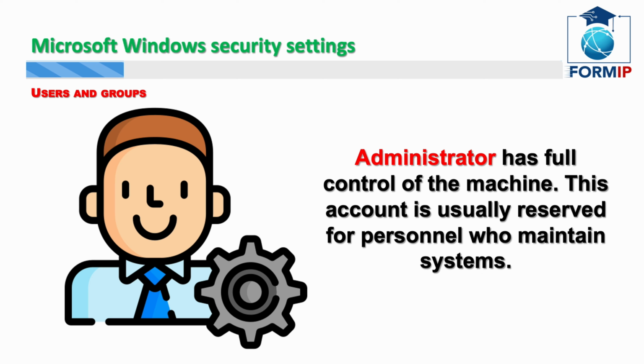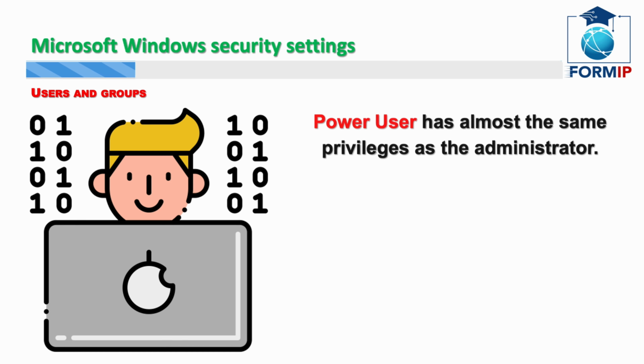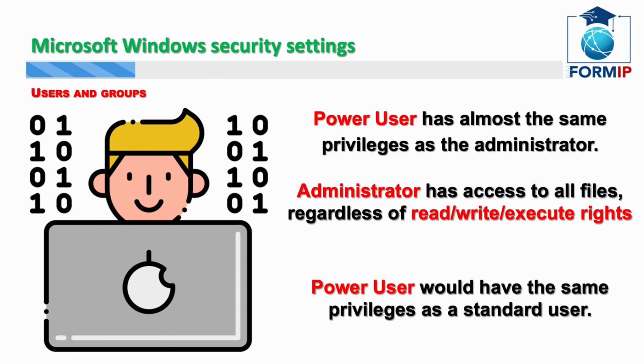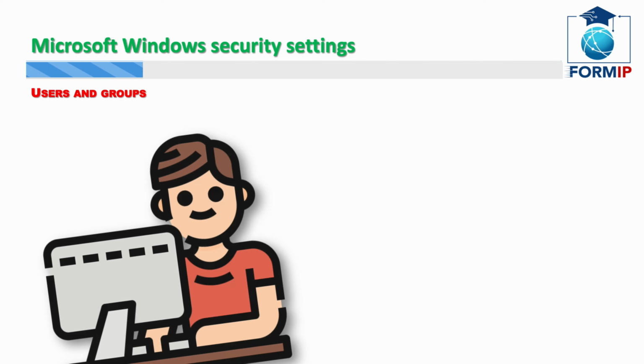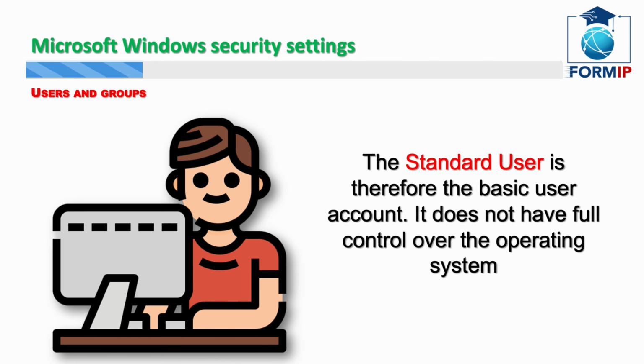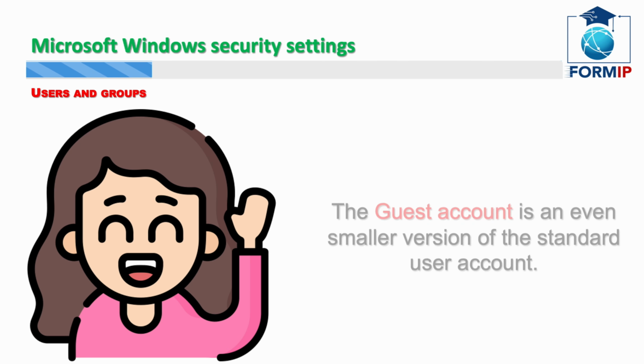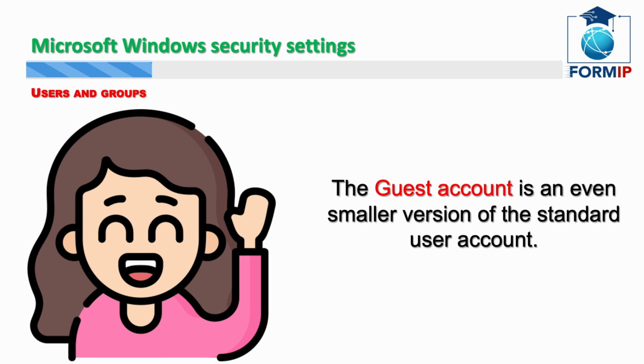Power user has almost the same privileges as the administrator. The differences are, for example, that the administrator has access to all files, regardless of read, write, execute rights, whereas the power user would have the same privileges as a standard user. The standard user is therefore the basic user account. It does not have full control over the operating system, but just the rights necessary to perform its work. And finally, the guest account is an even smaller version of the standard user account. It is used by users who do not have a permanent account on the computer and allows you to use it without having access to personal files.